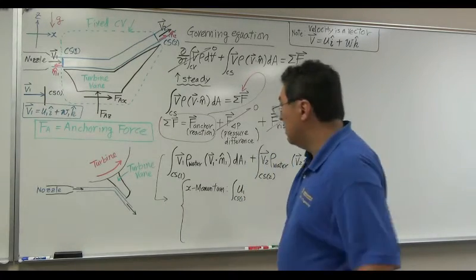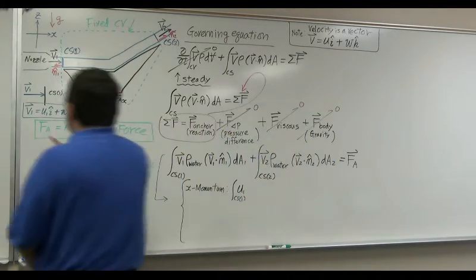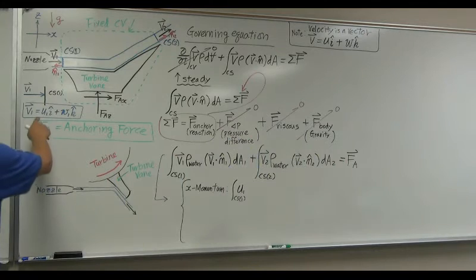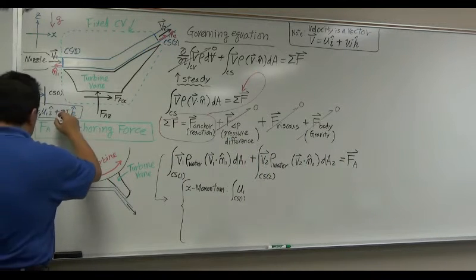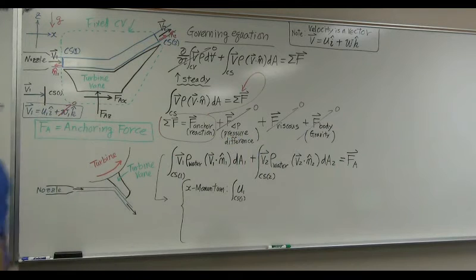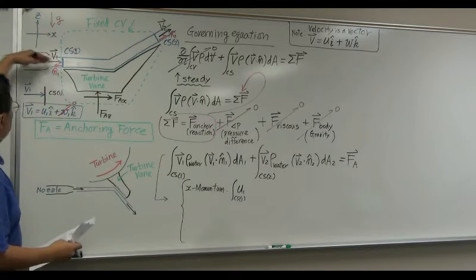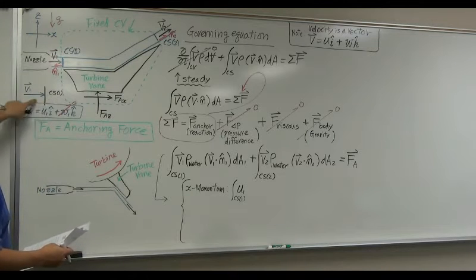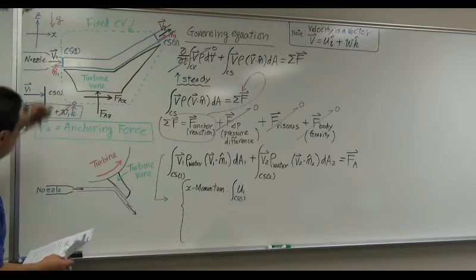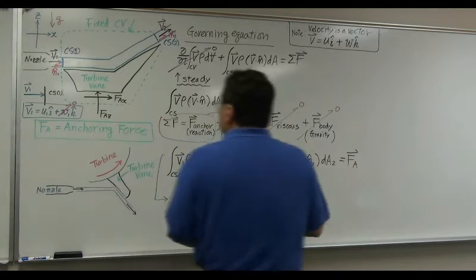From that perspective, this is velocity v1 and this is the x direction component of v1. Now obviously this is 0, isn't it? There is no velocity in the z direction at control surface 1. It's only in the x direction. That's good. You're actually making it easy.